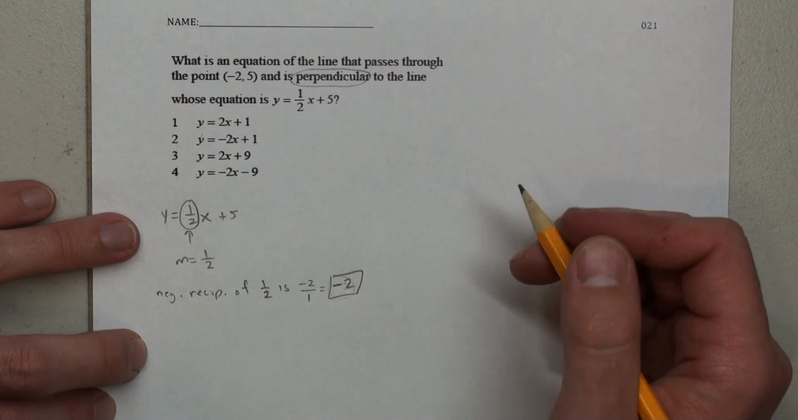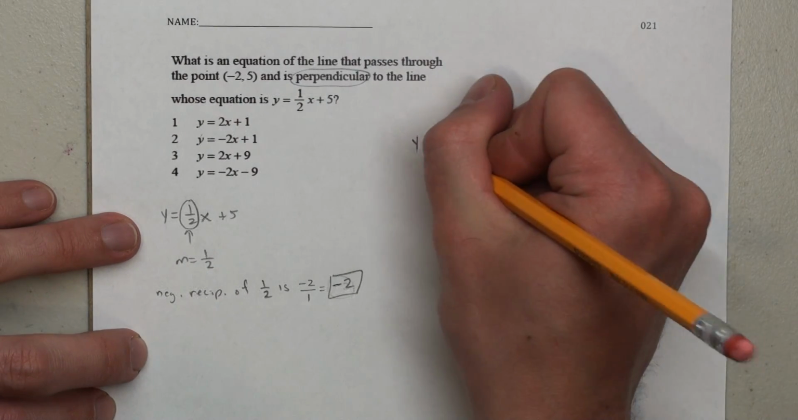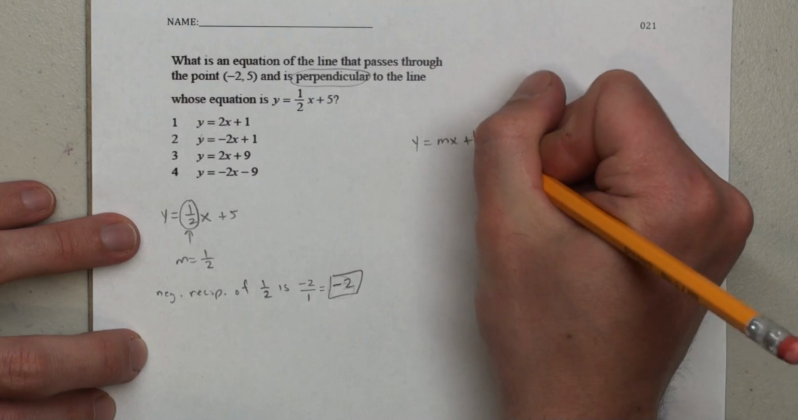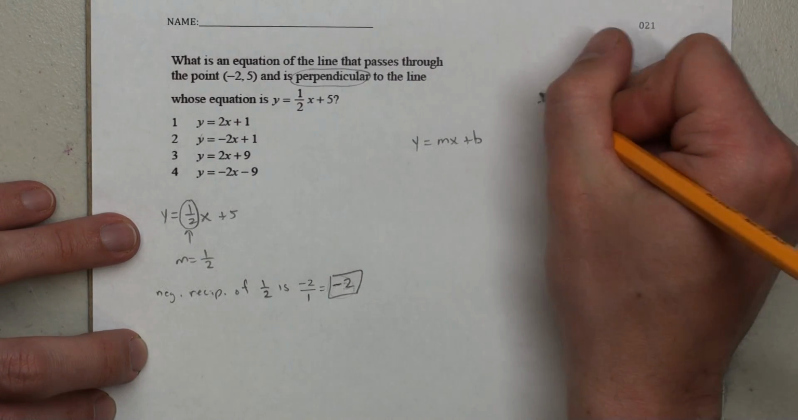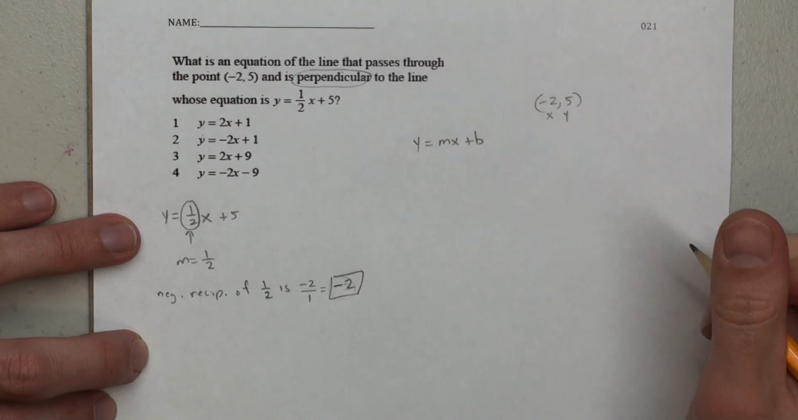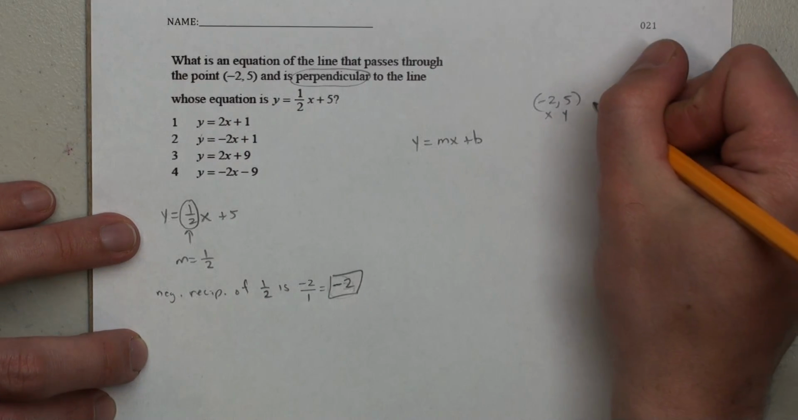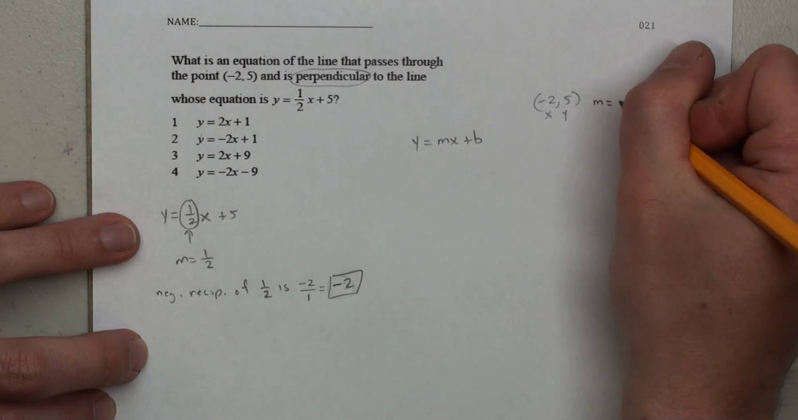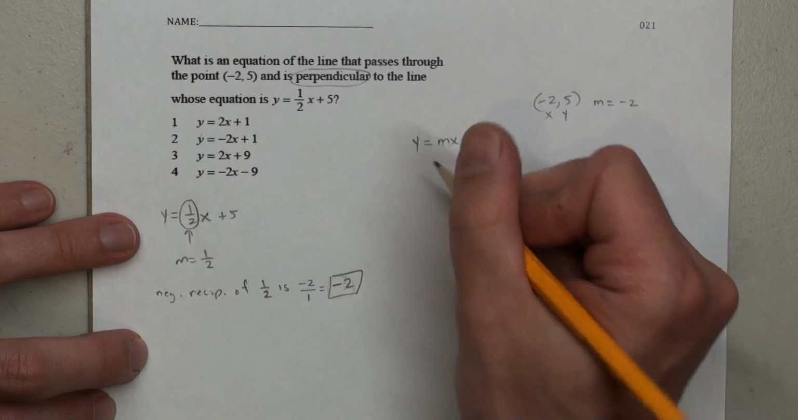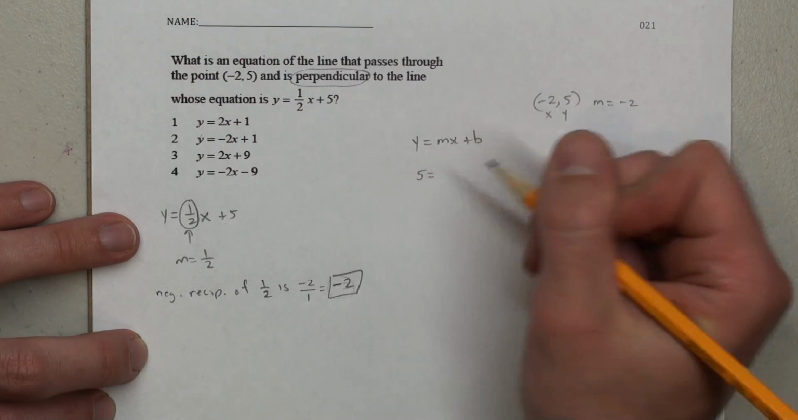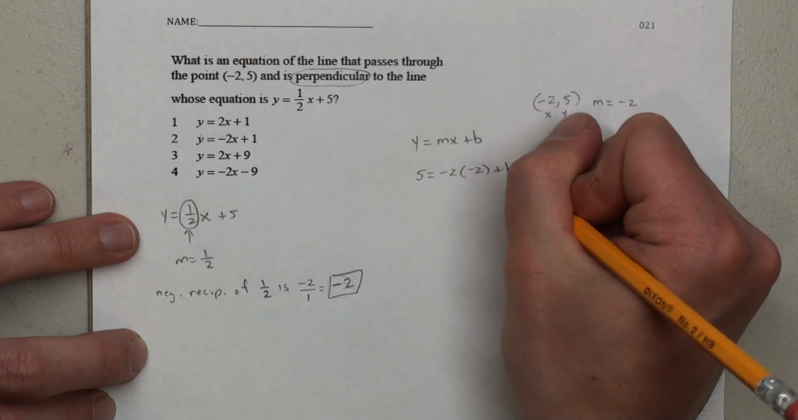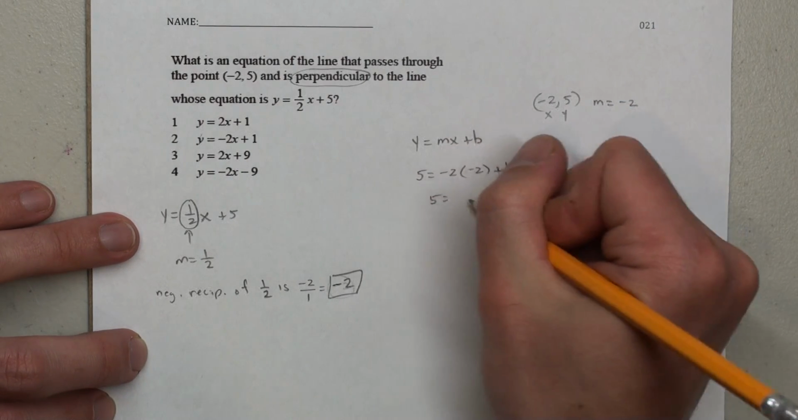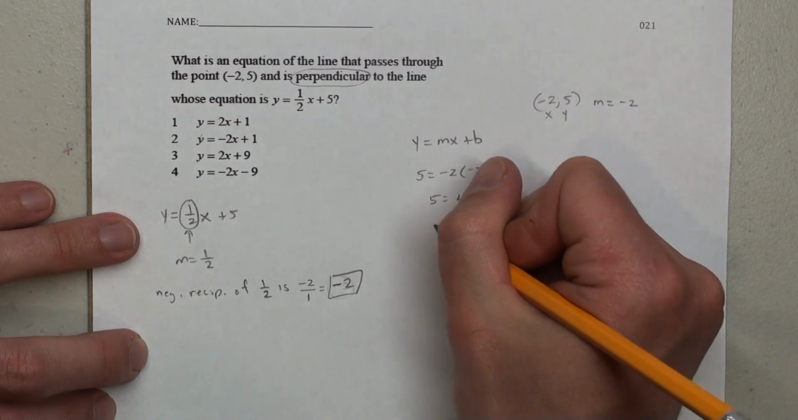Okay? So now we have the equation of a line, right? y equals mx plus b. And we have this point, -2, 5, and this is our x and our y. And our slope is -2. So we plug all those values in. 5 equals -2 times -2 plus b. 5 equals 4 plus b.